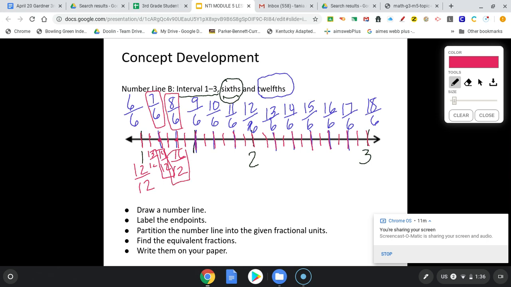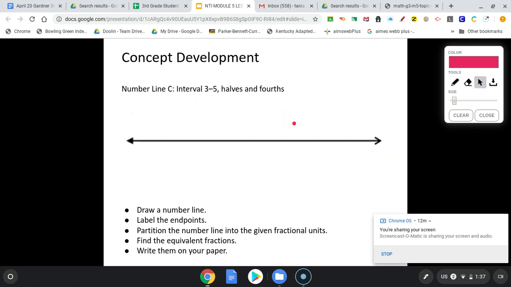Okay, I want you to continue and see if you can find more fractions that are equivalent. 6 sixths is equivalent to 12 twelfths. 7 sixths is equivalent to 14 twelfths. 8 sixths is equivalent to 16 twelfths. There are many more on that number line. See if you can find any more of those. All right, good job, boys and girls.